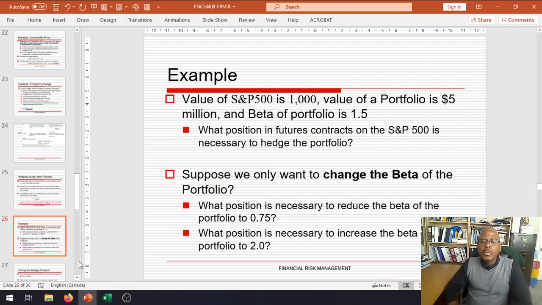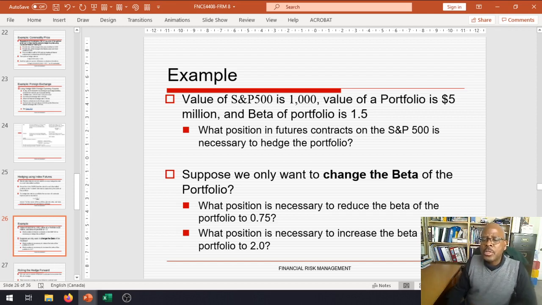There are times when the portfolio manager would actually like not to reduce the beta of the portfolio down to 0, but sometimes just to reduce it a bit, say for instance from 1.5 to 0.75. There are other instances where the portfolio manager might think that the market's going to move up and wants to make her portfolio more sensitive to market movements. That is, she wants to increase the beta of her portfolio. How does she do this?